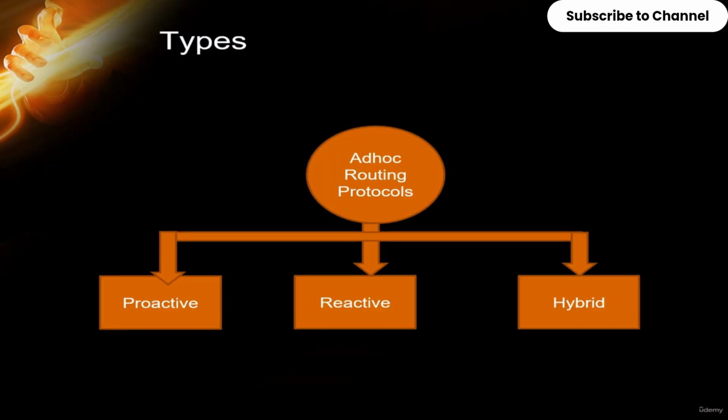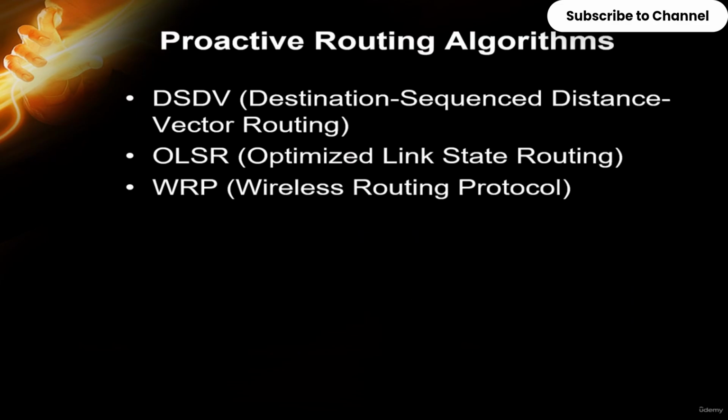So see the types here, there are three types of routing: proactive, reactive, and hybrid. So we will discuss proactive routing algorithms. In proactive routing, the first algorithm is DSDV. DSDV is the destination sequenced distance vector routing algorithm. The distance vector algorithm is based on the classical Bellman-Ford algorithm, and it is used to provide loop-free routes and avoid routing inconsistencies between sender and receiver.